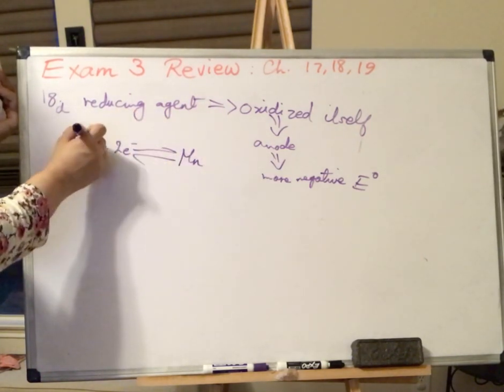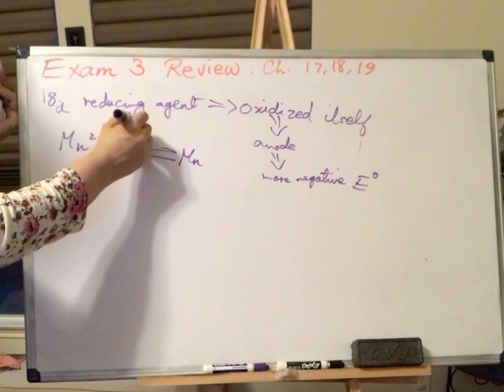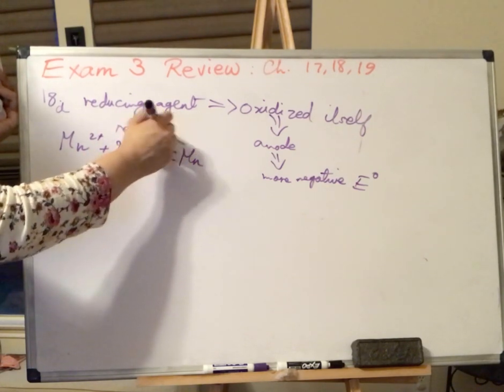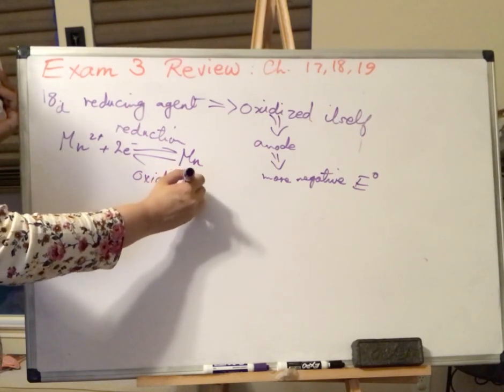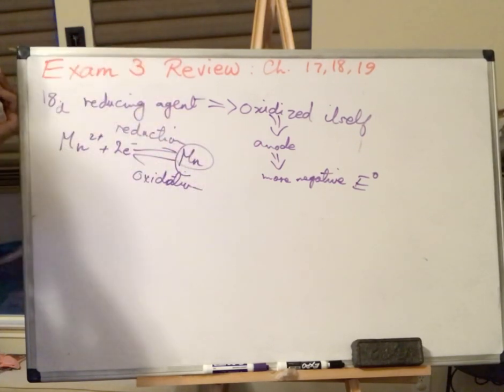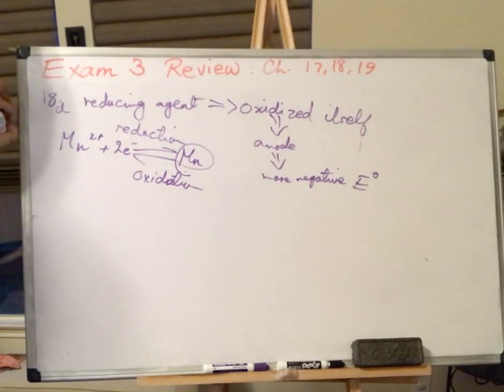Is manganese ion oxidized? No. This side shows the reduction, but this side shows the oxidation. So which one is oxidized? Manganese. So you choose manganese. The difference between A and D is that.